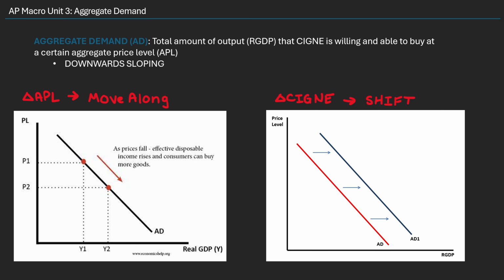Aggregate demand. The total amount of output, RGDP, or real GDP, that CIGNE, the factors of consumption, is willing and able to buy at a certain aggregate price level. It's always going to be downward sloping, just like demand. So if you have a change in APL, you're going to move along the graph, but if it's a change in CIGNE, it's going to be a shift of the graph.